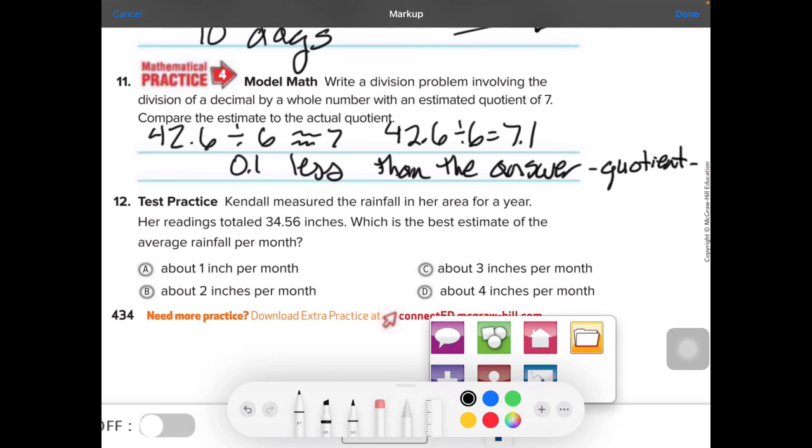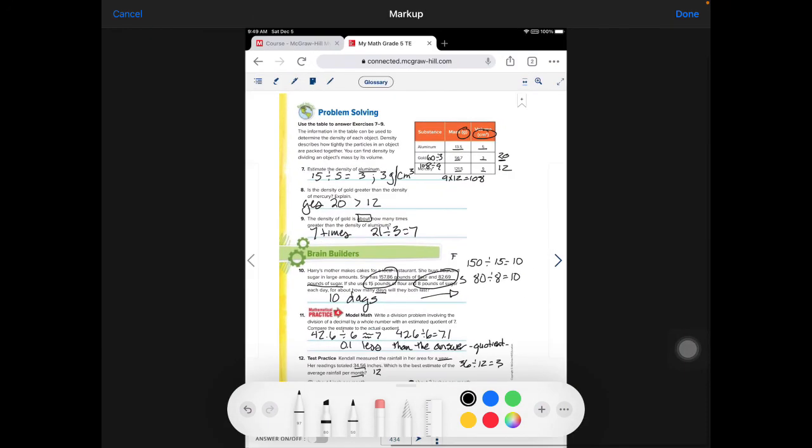Kendall measured the rainfall in her area for a year. Her readings were totaled at 34.56 inches. What is the best estimate of the average rainfall per month? Okay, there are 12 months in a year. So they want you to give me an estimate. Well, trying to find a number that works really well with 12. I'm going to bump it up to 36 because in my head I can do 36 divided by 12 easily to get about 3. And that right there is close to about 3 inches per month.